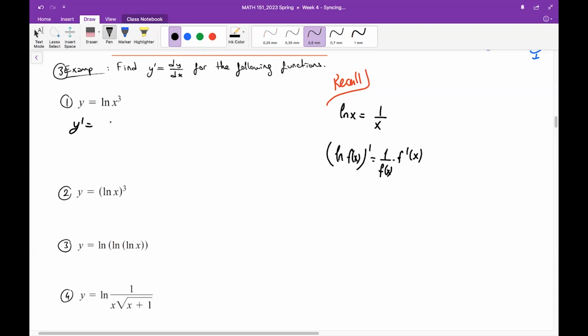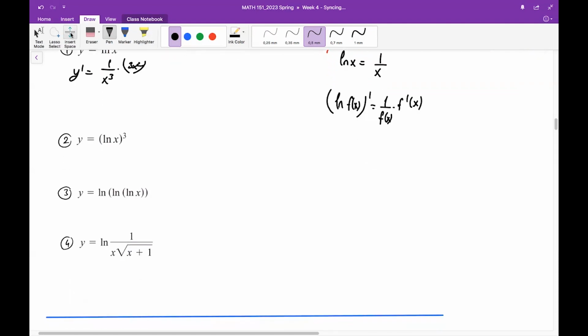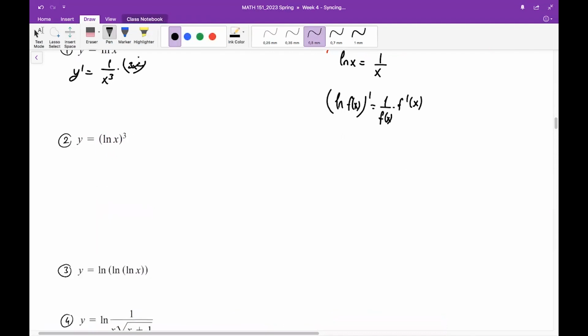Y prime is 1 over x cubed. You see x cubed is the insider function, and then you need to multiply with the derivative of x cubed, which is 3x squared, okay? Move on. Please interrupt me whenever you have a question.